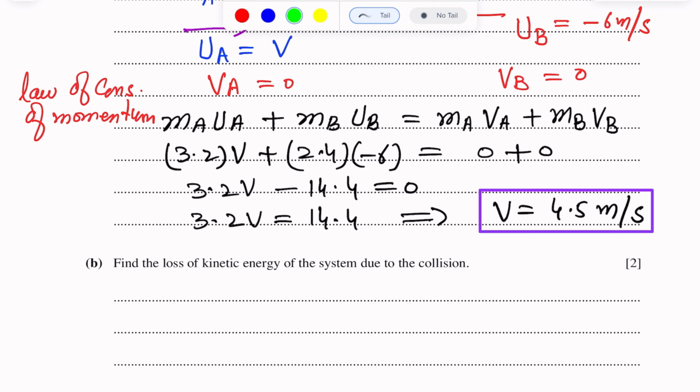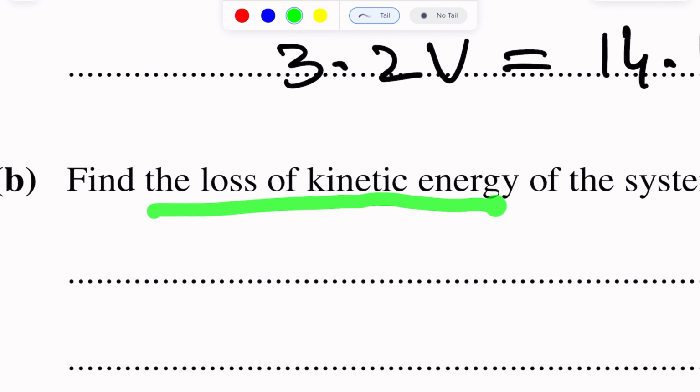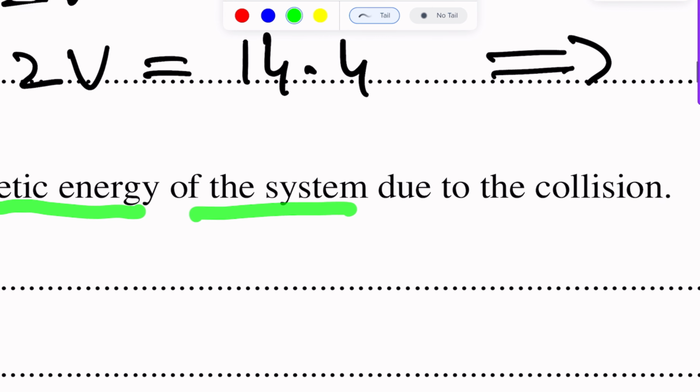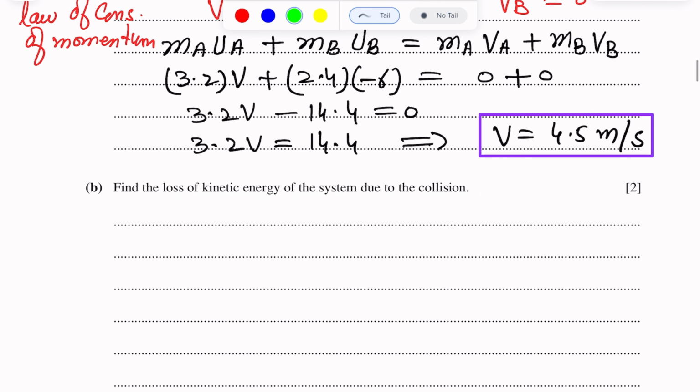Part B of this question is: find the loss of kinetic energy of the system due to the collision. For this part, we will first find the kinetic energy before the collision, and then the kinetic energy after the collision. Then we will find the loss in kinetic energy by subtracting both. So first, the kinetic energy before collision.